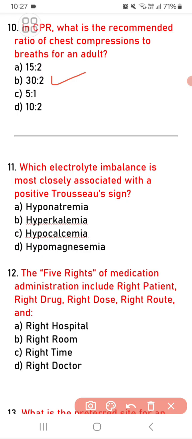Next question, which electrolyte imbalance is most closely associated with a positive Trousseau's sign? Hypocalcemia. The 5 rights of medication administration include right patient, right drug, right dose, right route, and right time.